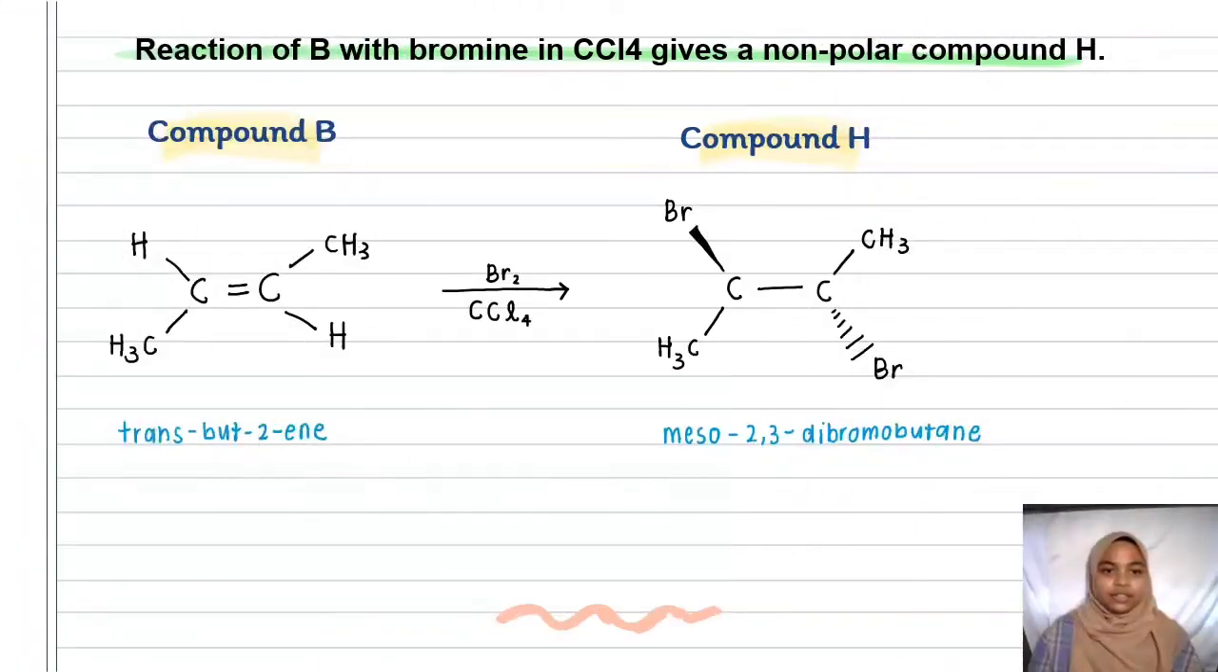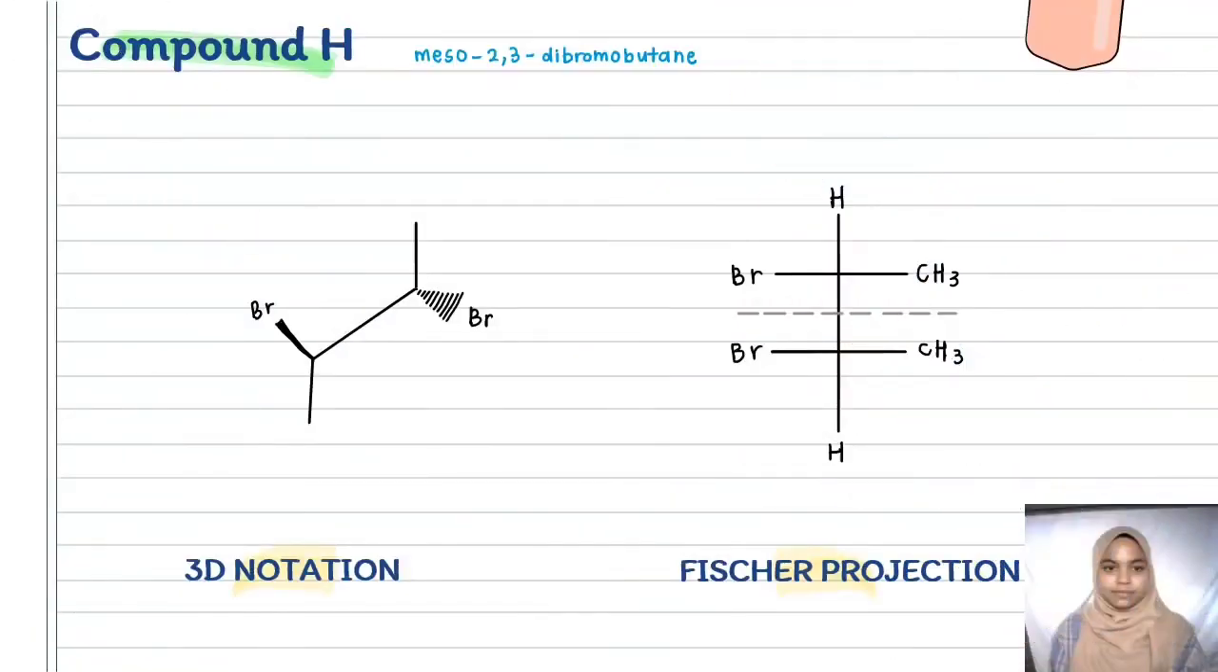For the reaction of B with bromine in carbon tetrachloride, it gives a non-polar compound H. Compound B is trans-but-2-ene, so it will react with bromine and produce meso-2,3-dibromobutane. So this is compound H. Compound H is meso-2,3-dibromobutane. This is how the 3D notation and Fischer projection of compound H are drawn.